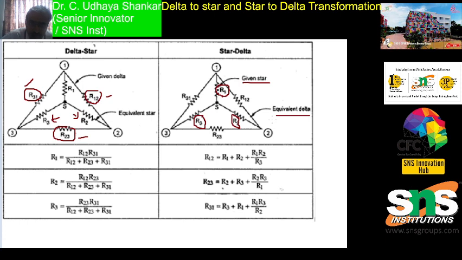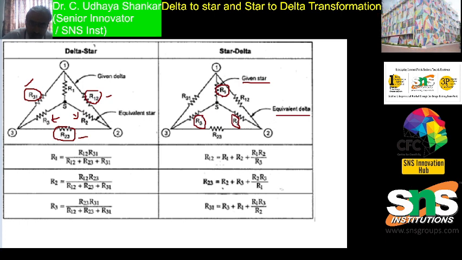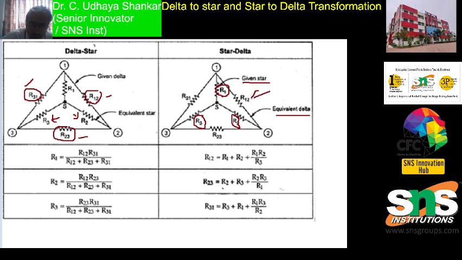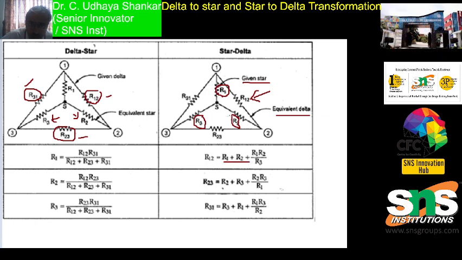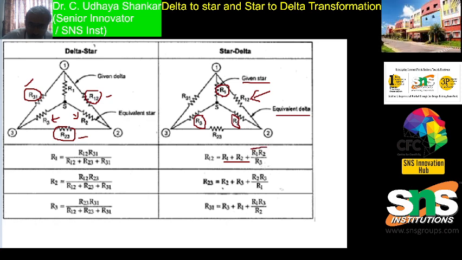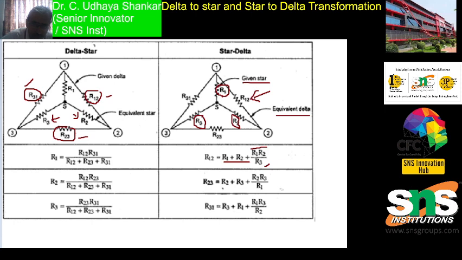So if these are given, what I have to do is, in order to find R12, I want to find what is R12. So R12 will be equal to R1 plus R2 plus R1 R2 divided by R3. Okay. So this is how you will be performing star to delta conversion.